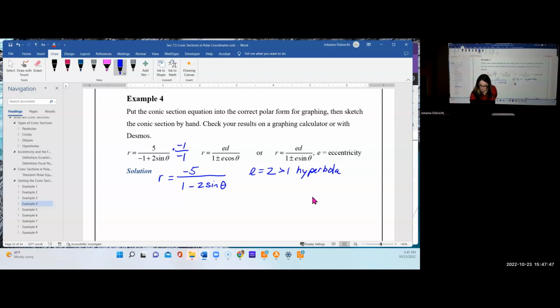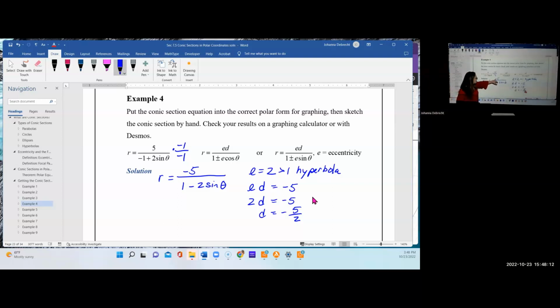Okay, so when I'm looking at that, the next thing I want to find is the focal parameter, and that's going to be the new numerator, which is -5. I know the eccentricity is 2, so 2d equals -5, or d is equal to -5/2, which means the distance from the focus to the directrix line closest to it is 5/2.